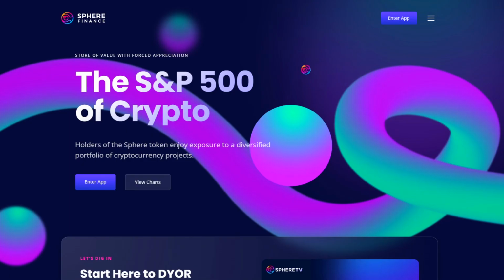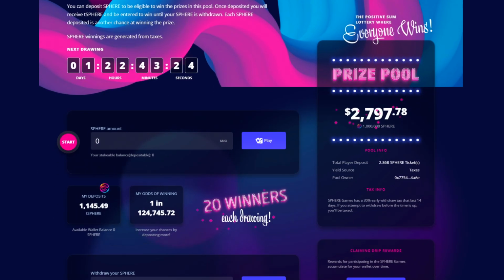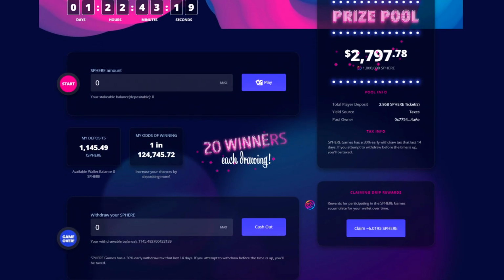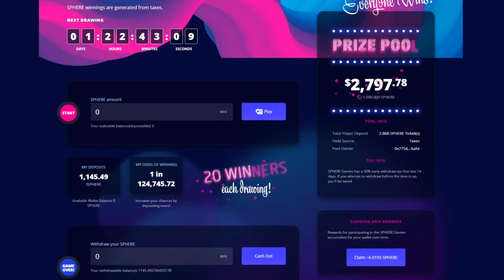When spSPHERE transitions to spSPHERE v3, the tokenomics of spSPHERE will change significantly. Currently, the best way to use your spSPHERE tokens is to play spSPHERE games. Here, the deposited spSPHERE becomes tSPHERE or ticket spSPHERE. Players earn drip rewards in the form of spSPHERE tokens and automatically participate in weekly drawings to win from the prize pool, with 20 winners each drawing.